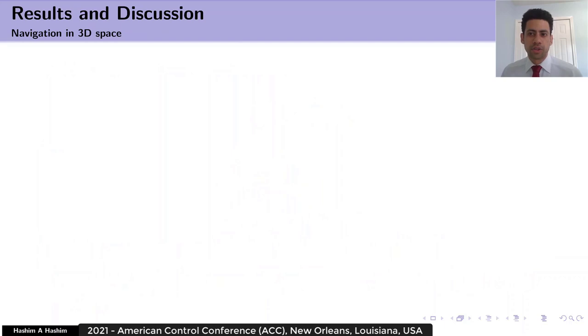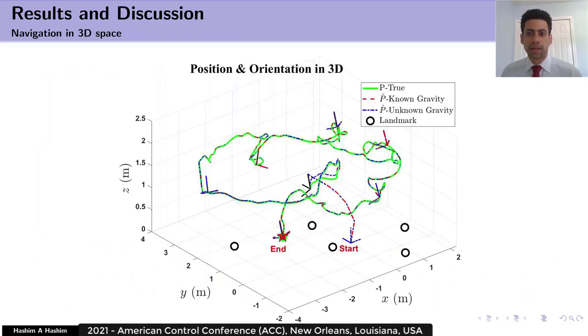This figure shows a strong tracking capability in spite of uncertain measurements and large initialization error in attitude as well as position. It should be noted that the true position and the three-axis orientation are marked in green, while the estimates are depicted in blue and red.